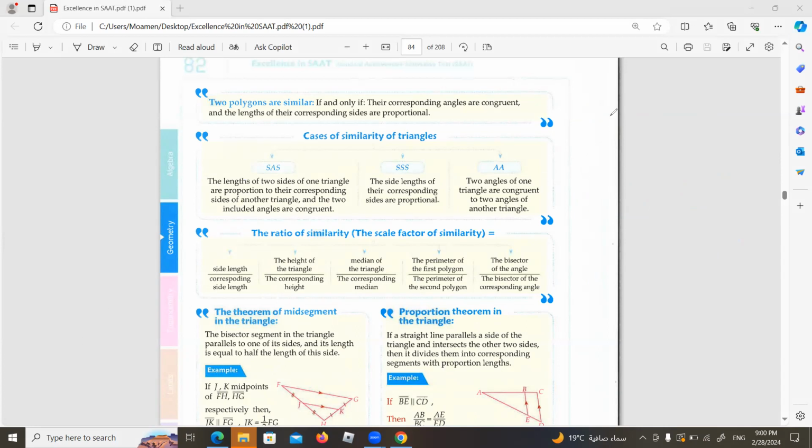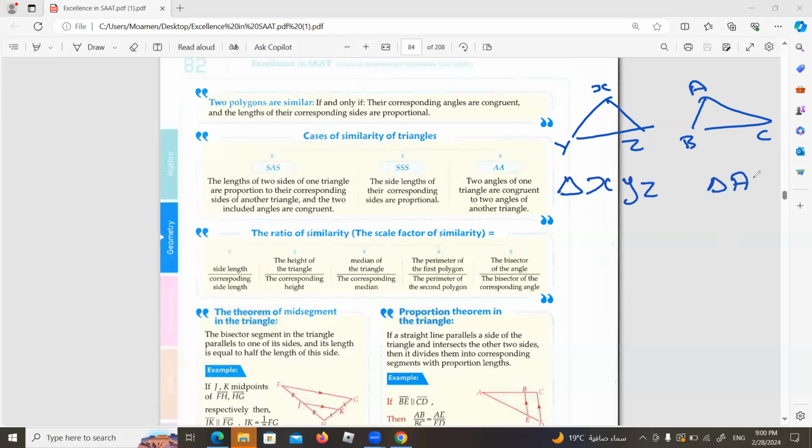The three sides are proportional. As we said, we have a triangle, we have here X, Y, Z, we have here A, B, C. So it's called the umbrella rule. Take the triangle XYZ and the triangle ABC. The umbrella rule is like this: the first two letters with the first two letters.